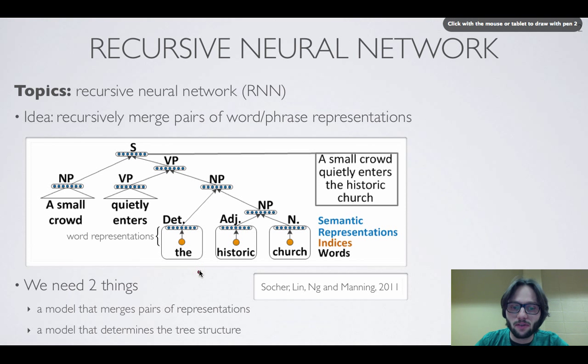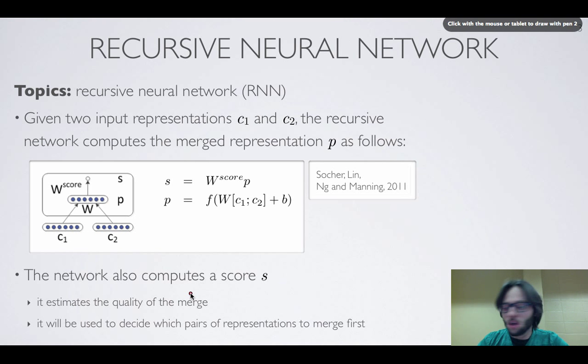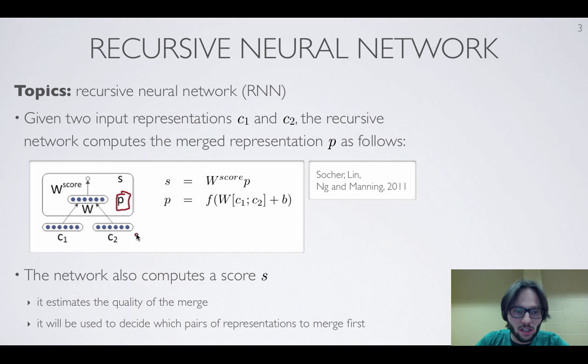And so now we'll see specifically what kind of structure was used by Richard Socher and his co-authors for merging the vector representations of the words and the phrases in the sentence. So the neural network that they use is actually quite simple. It essentially corresponds to a neural network where we have just a hidden layer, which is called P, which is connected to the concatenation of the two input vector representations C1 and C2.